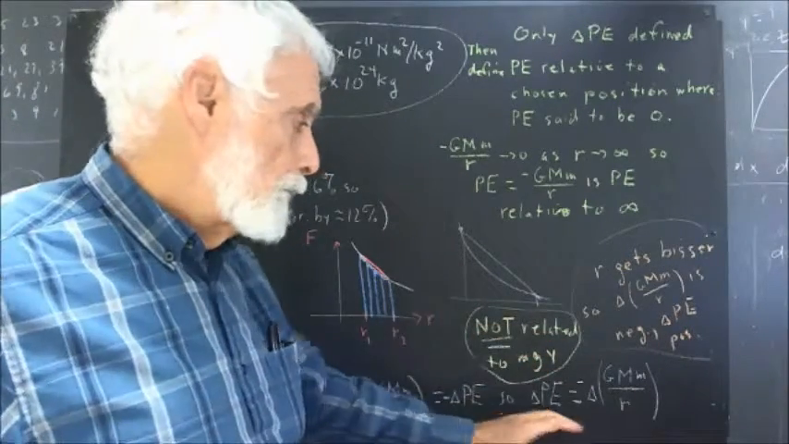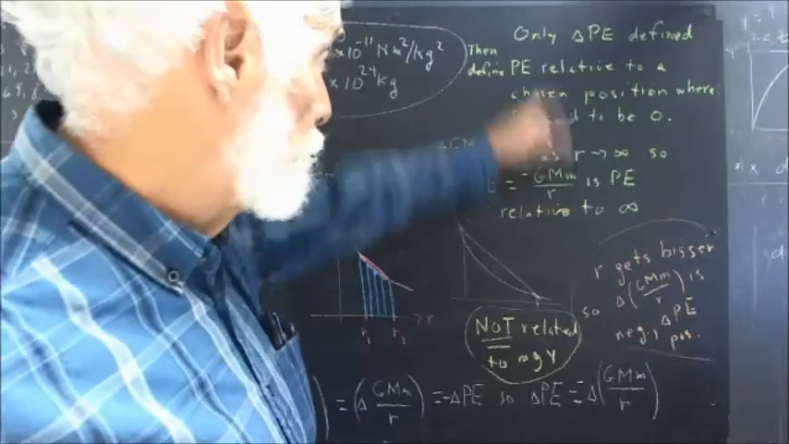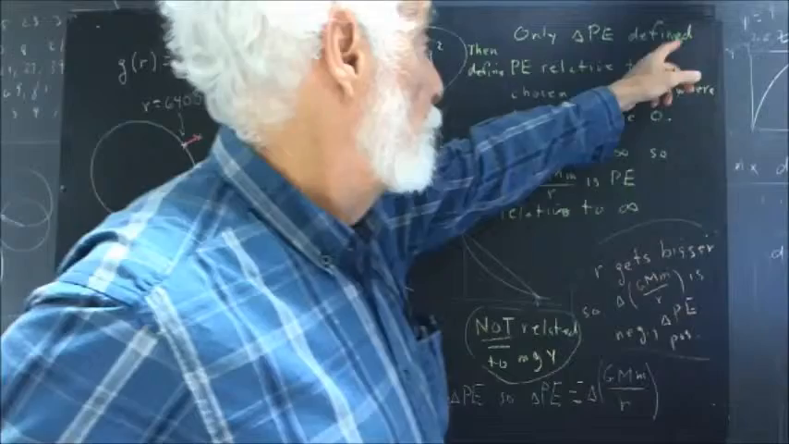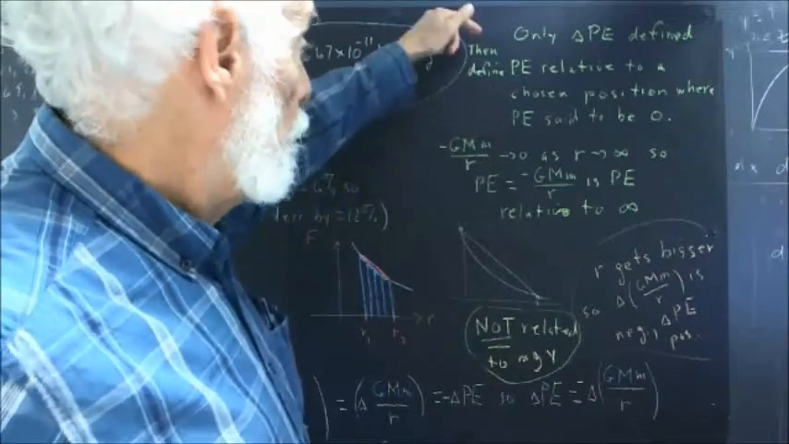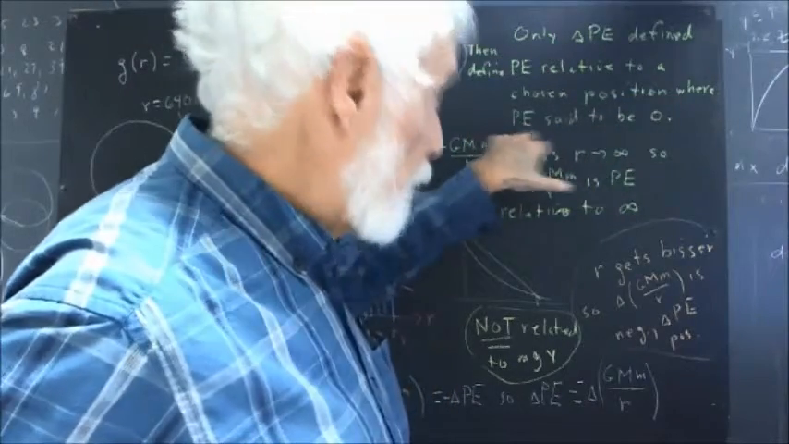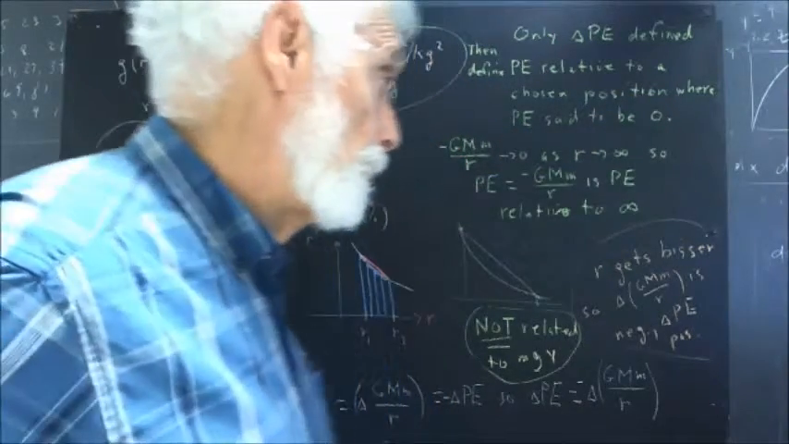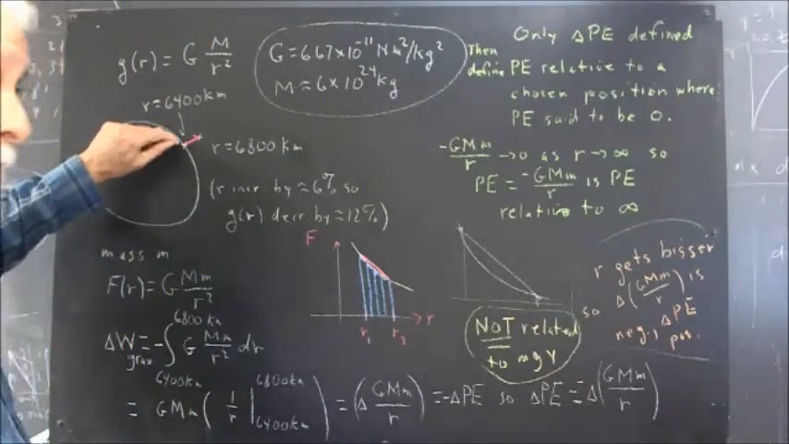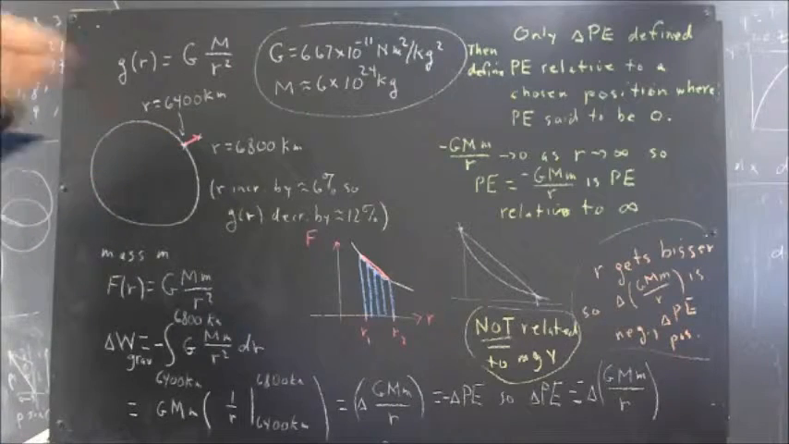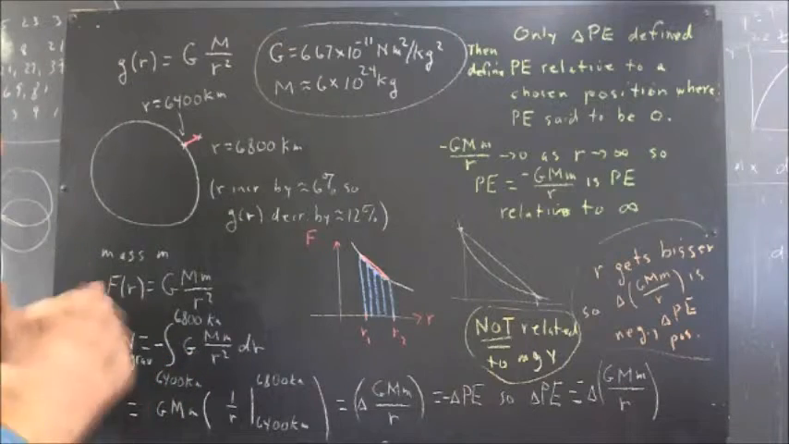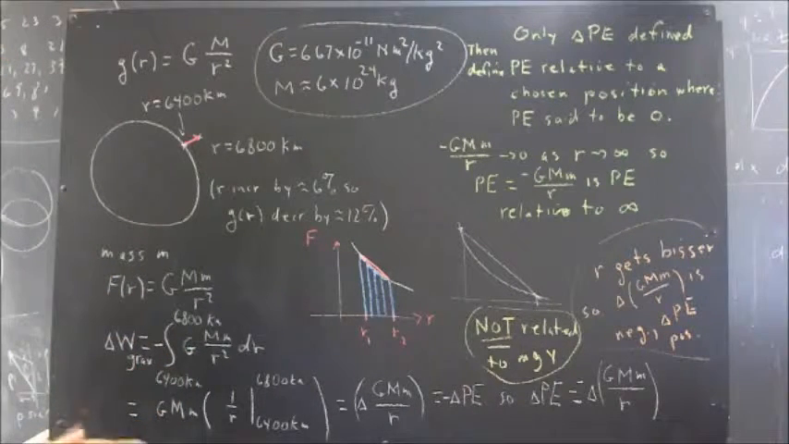But now that we have the change in potential energy between 2 points, let's just say, okay, we've only defined change in potential energy, but now that we've defined it, we can define potential energy relative to a chosen position, where we say that potential energy is 0. We could, for example, take the chosen position to be the surface of the Earth. Now, that would work, but you would have to get an expression for the potential energy, which is a little more complicated than it needs to be. And I don't want to go into the details of that.